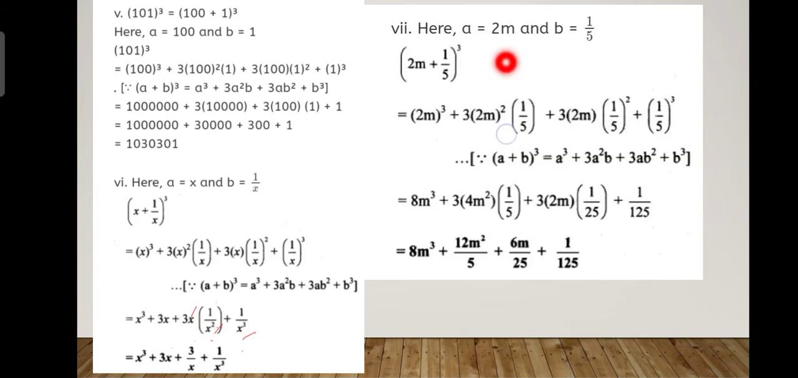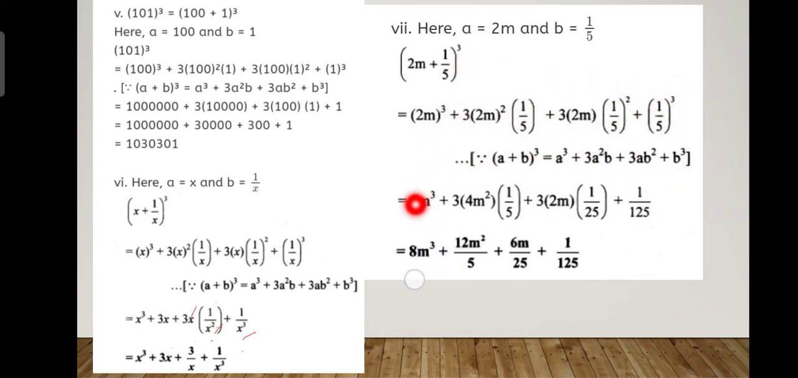So here a equals to 2m, b equals to 1 by 5. So we had 2m plus 1 by 5 the whole raised to cube as a का cube that is 2m the whole cube plus 3 into a का square that is 2m square into 1 upon 5 as it is plus 3 into 2m into 1 by 5 का square plus 1 by 5 b का cube.